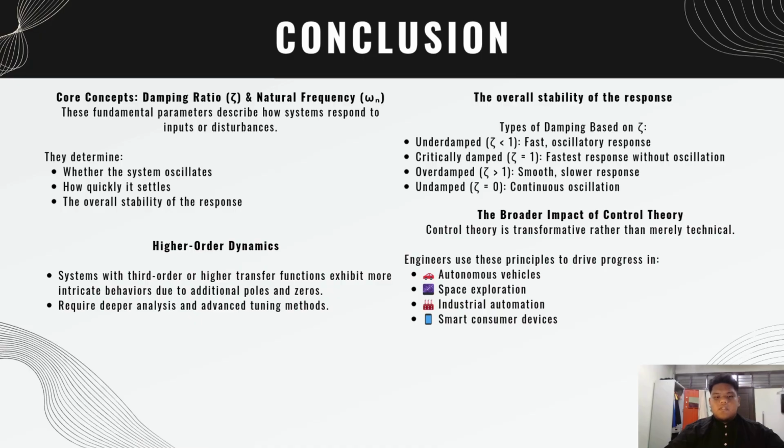This brings us to the broader impact of control theory. It's not just a set of equations, it's a powerful framework that enables smart, adaptive technologies in real world applications, whether it is autonomous vehicles, spacecraft, industrial automation, or smart devices. Understanding these principles lets engineers turn static systems into responsive and intelligent ones. By mastering this dynamic, we build systems that aren't just functional, they are also transformative.